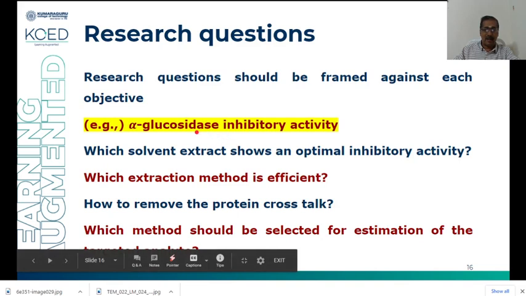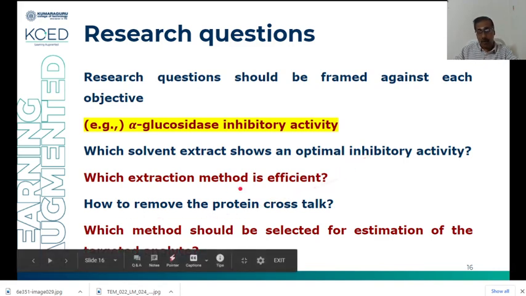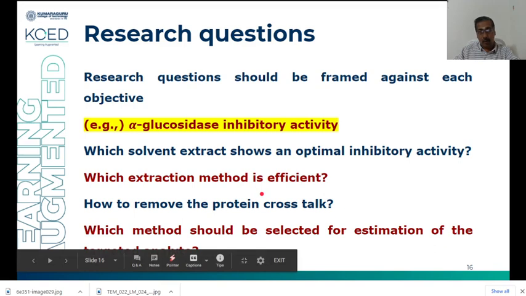And finally, you can see alpha glucosidase inhibitory activity. If this is my objective, you can ask which solvent extract shows an optimal inhibitory activity. You have to go for different types of solvent extraction. Which extraction method could be efficient? Either microwave extraction, ultrasonication mediated extraction, hot water extraction, pressurized hot water extraction, cold percolation method, or shake flask method. Which extraction method could be efficient?